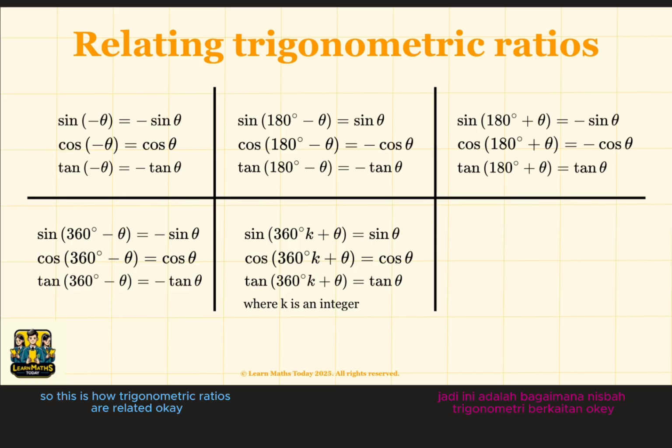So this is how trigonometric ratios are related, okay? And it looks very complicated, but they are all derived from ASTC and the representation of an angle in terms of its basic angle. And no, you do not need to memorize these, right? Okay.